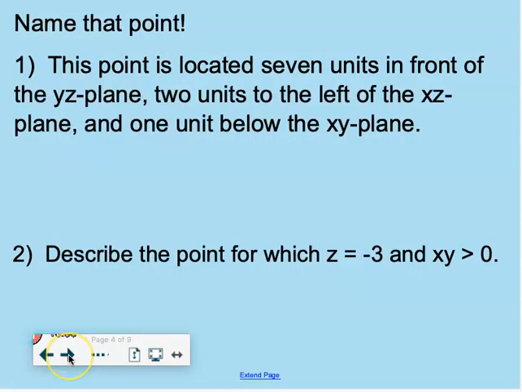All right, good. So now that we've got that out of the way, I want you guys to talk quietly in your groups. There is one point that is 7 units in front of the YZ plane, 2 units to the left of the XZ plane, and 1 unit below the XY plane. See if you can figure out what that point is.